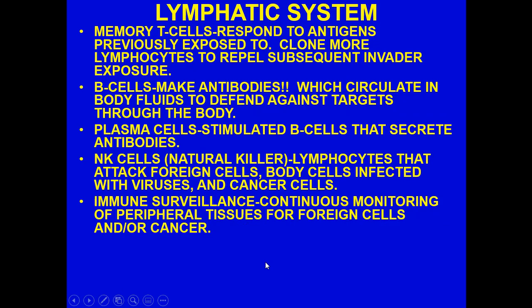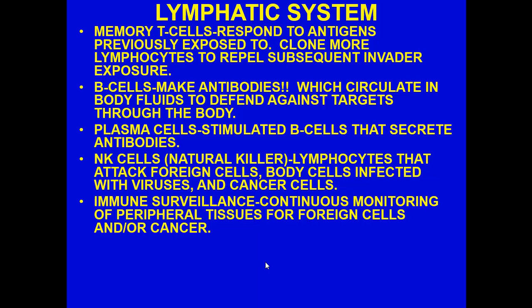Now, one other type that I have to include, but they actually show up in all of the other subtypes that I've just mentioned. These are called memory cells or memory T cells for the T cells. These respond to antigens previously exposed to, so they kind of hold back. They're on reserve if they have another exposure of the disease or the pathogen, etc. They get revved up again. They will clone, that is, copy more lymphocytes to repel the subsequent invader exposure.